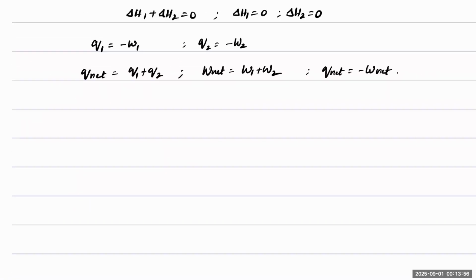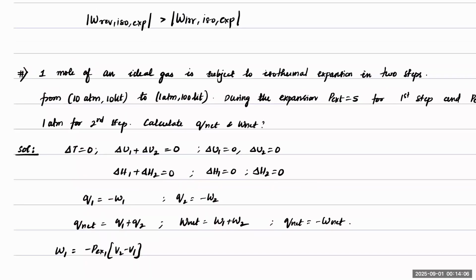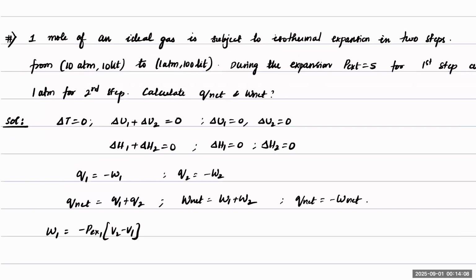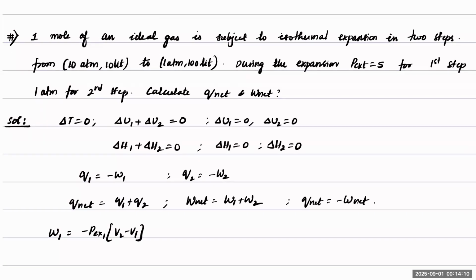These are the terms which you know. So what about the work done in step 1? In step 1, it has to be minus P external 1 into V2 minus V1. Has the question anywhere mentioned that it is irreversible? Or is it mentioned it is reversible? No, right? But based on the data, you need to realize whether it is reversible or irreversible, because the question does not provide this all the time.